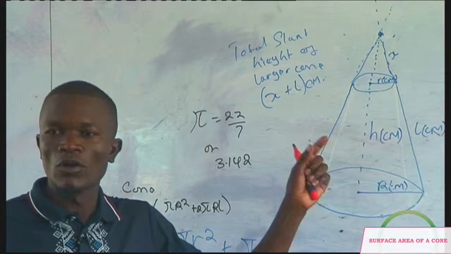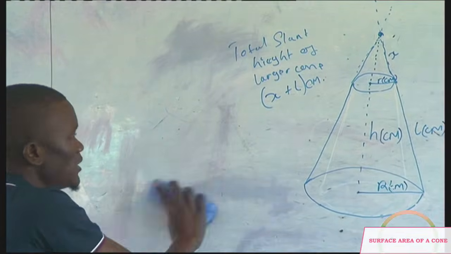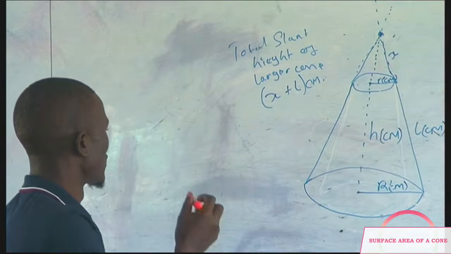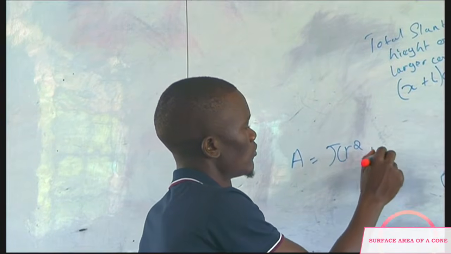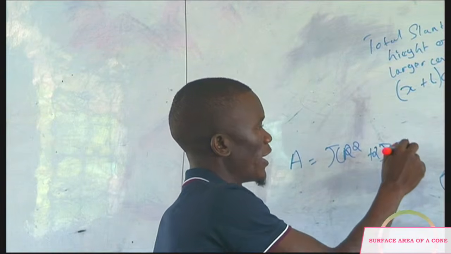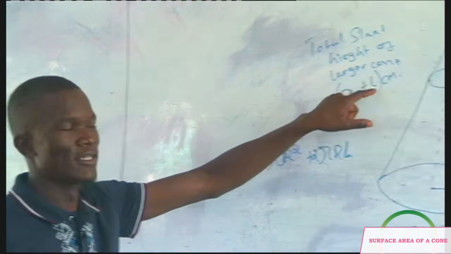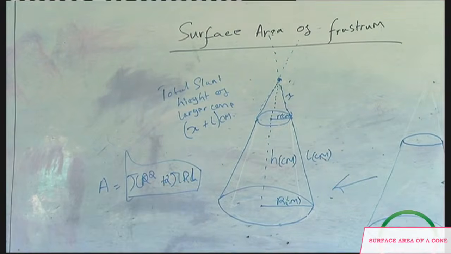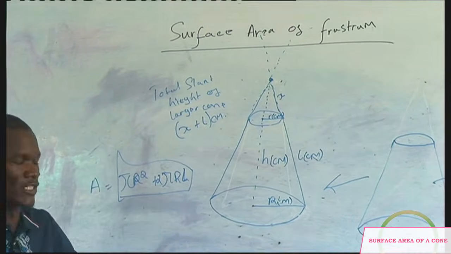Now our objective is to get the surface area of the frustum. What do we need to do? First, get the surface area of the larger cone, which is pi R squared plus pi R L. And what is our L? It is x plus this slant height of the frustum. This will help us get the surface area of the larger cone, meaning the initial cone before the frustum was made from it.